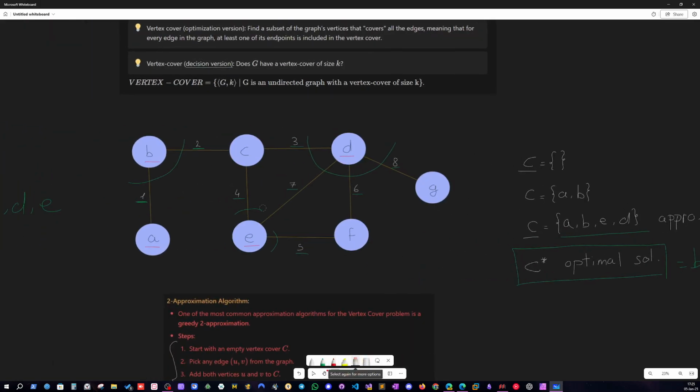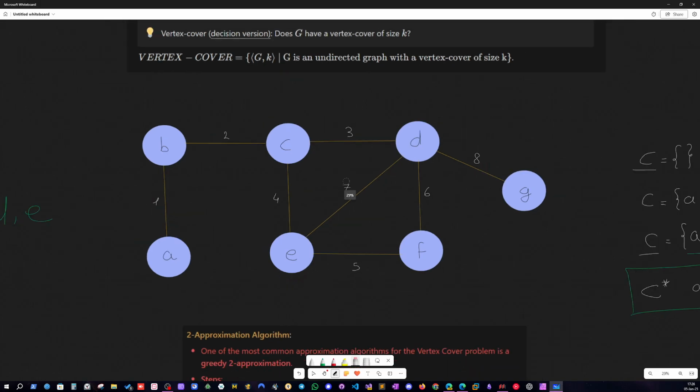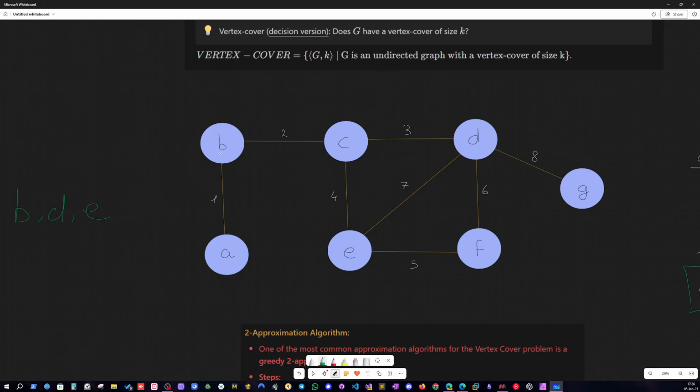Let's clear the board a little bit and let's see why that works and why it is minimal. So, B. If we consider the vertex B, we can touch edge 2 and edge 1. If we consider the vertex D, we can touch this, this, this, and this. And if we consider E, we can touch this and this. And that's it. As you can see, with only 3 vertices, only 3 nodes, we can still touch all the edges in the graph.